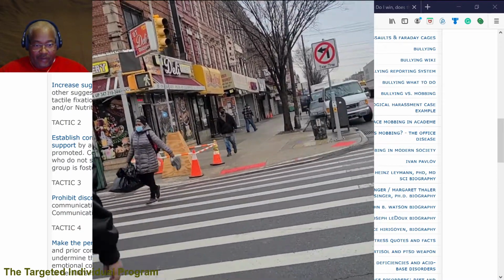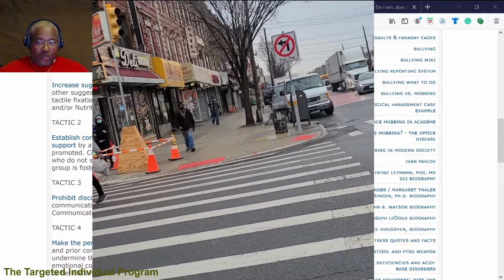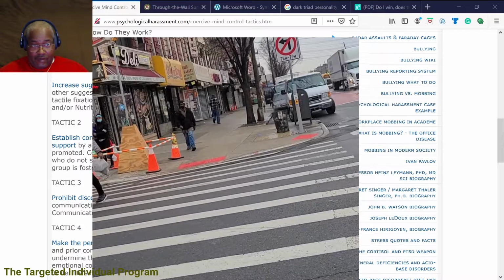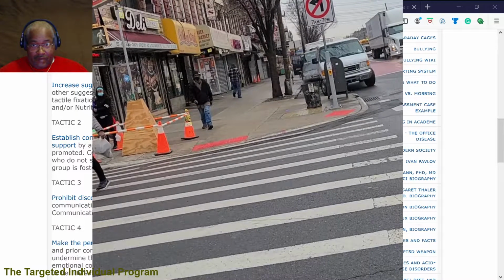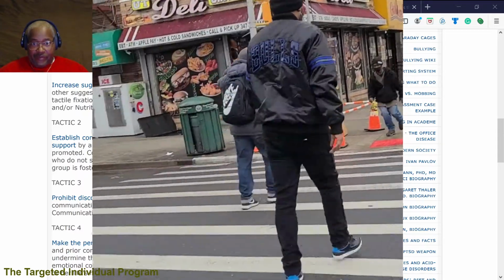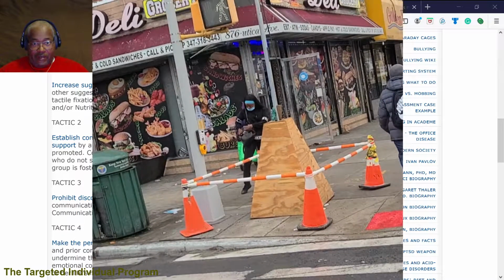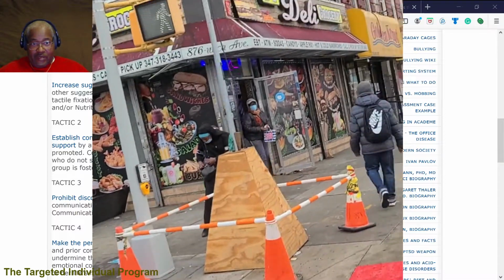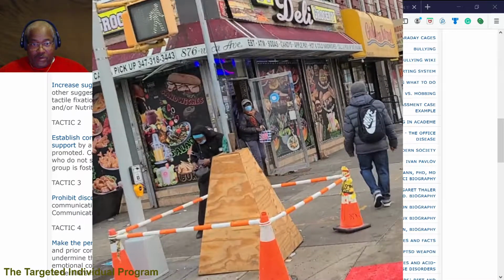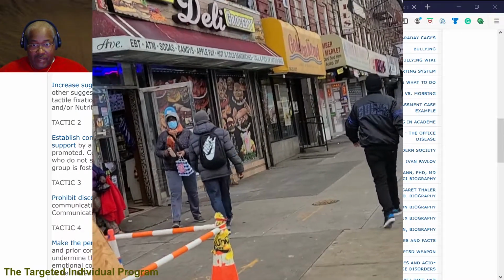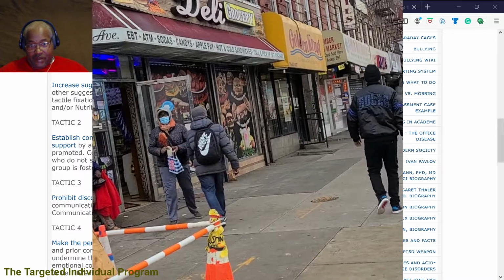Okay, let me pause this. What I'm going to do is enlarge this so you guys can see. This is what they didn't want me to do. Okay, so now look at her. She looked at me. Now she goes into her bag. Woman comes out of the store. She's making eye contact with me. You'll see she takes some money out in her hands, right?